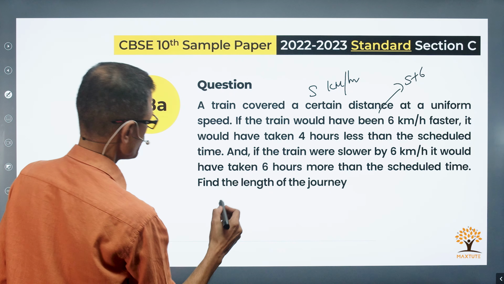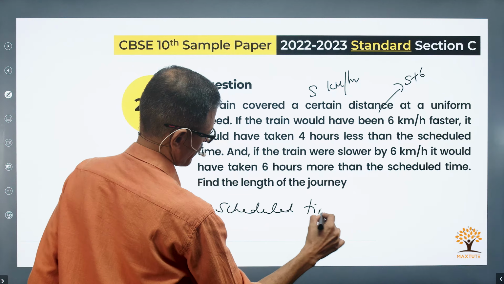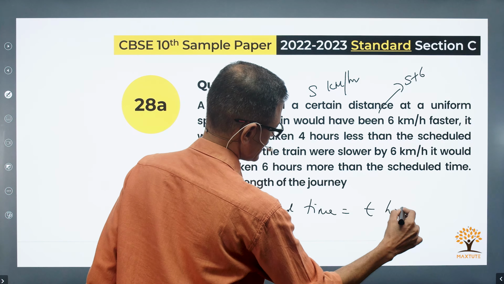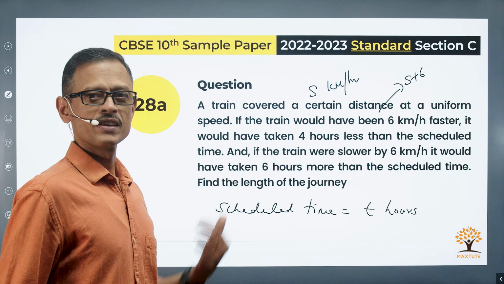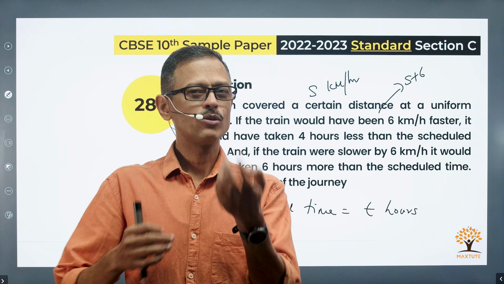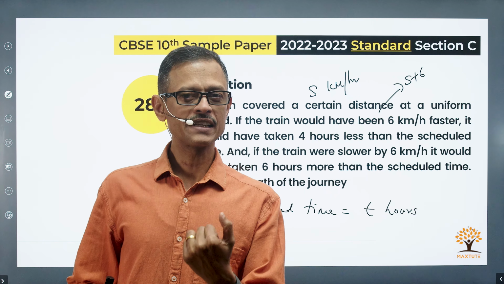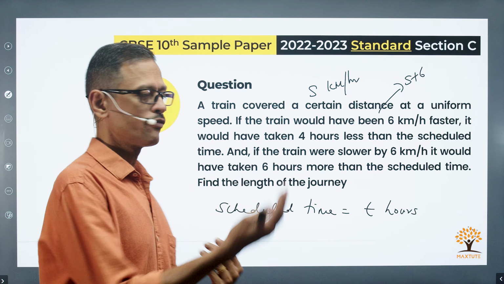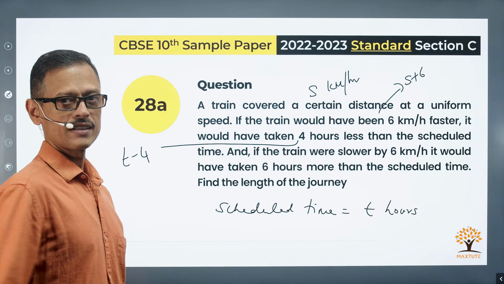Let's say the scheduled time is equal to traveling the destination in t hours. Now it's going to take 4 hours lesser. If, let's say, it's 10 hours, 4 hours lesser would have made it 6 hours. 15 hours, 4 hours lesser would have made it 11 hours. T hours, so 4 hours lesser would essentially translate to t minus 4 hours.